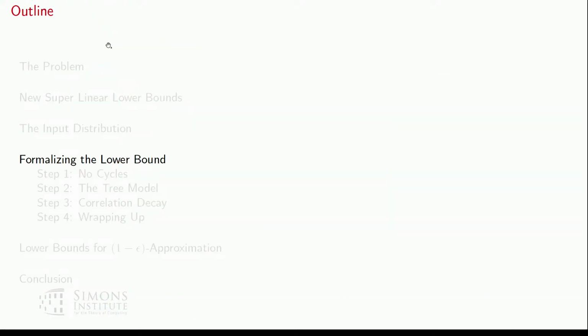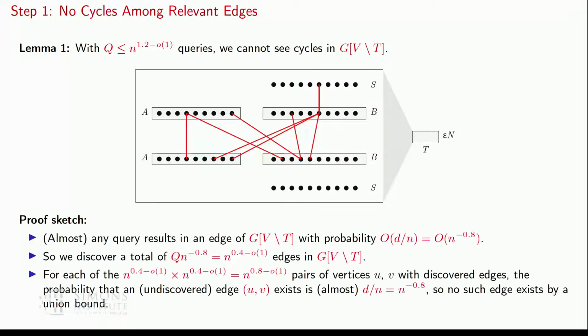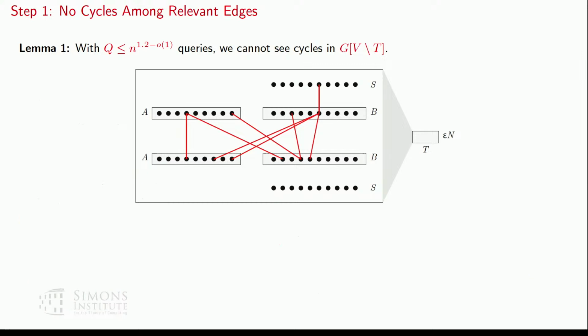So let's now try to see how we can formalize this lower bound. There are 4 steps. The first step is this important insight that any algorithm that you take that queries less than n to the 1.2 entries overall in the whole graph will not be able to see any cycle in the core. I just want to emphasize that the degree D here is going to be n to the 0.2, and the reason we cannot set it to be higher is because we want to get this property that there is no cycle in the core.